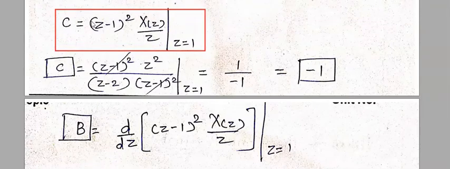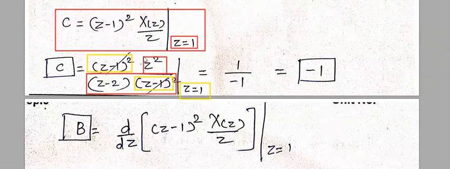So c is actually z minus 1 square into x of z by z at z equal to 1. By putting the value of x of z by z, that is z square by z minus 2 into z minus 1 square, we can cancel out the terms, that is z minus 1 square. So at z equal to 1, the rest of the things will become 1 square divided by 1 minus 2, that is minus 1. So 1 upon 1 minus 2 is nothing but minus 1, and it is the value for c.